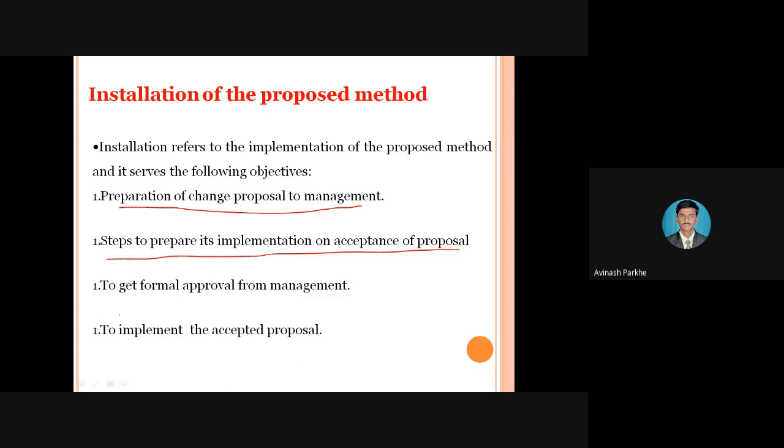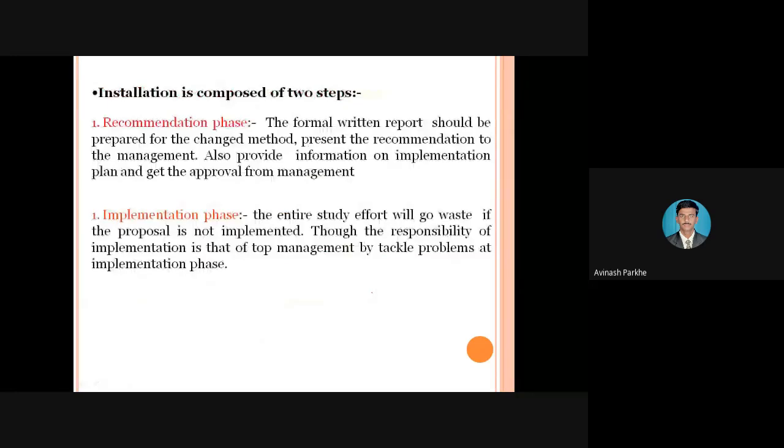But during that implementation, we have to take formal approval from the management. We have done the modification, we have developed the new method, but it is not possible to implement that method directly in the production department. So for that purpose, we have to take approval from the management, and if the management gives the green signal, then and only then can we implement that new method for the further processes or further modification. Therefore, the installation is also divided into two types.